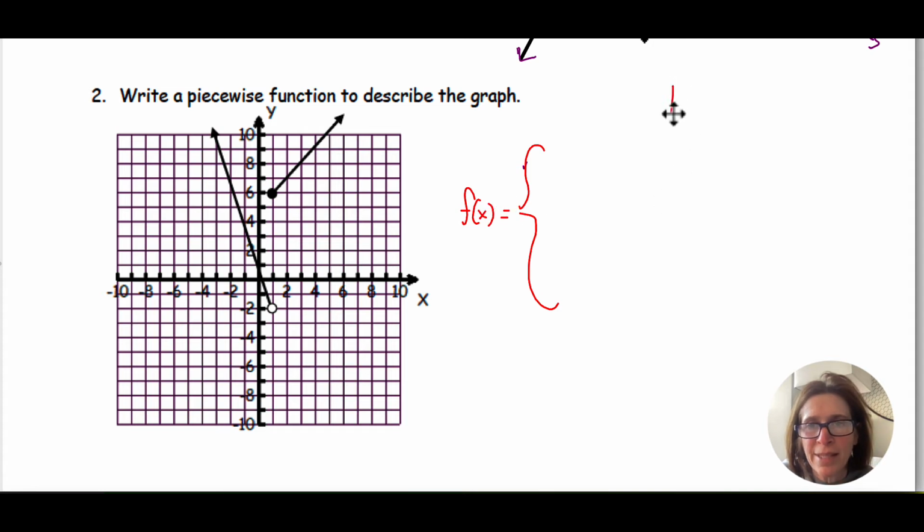I'm going to get my domains in first. So the graph on the left, it looks like I'm going to be starting at 1 and going towards infinity. So I'm going to write that using inequality. So that would be x is less than 1. And on the other side of the graph, I'm going to be starting at 1 and going towards positive infinity. So that would be x is greater than or equal to 1.